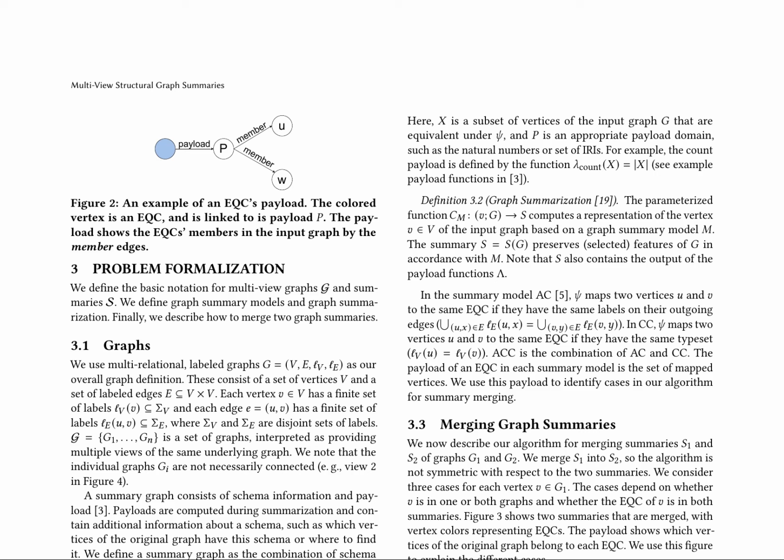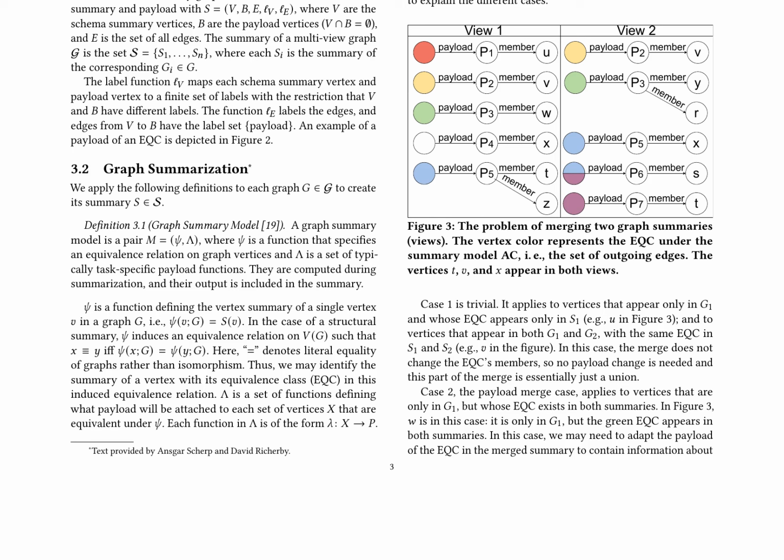A summary graph consists of schema information and payload, where the payload contains additional information about a schema, such as which vertices of the original graph have this schema or where to find it. A summary graph is defined as S = (V, B, E, L_V, L_E), where V are the schema summary vertices, B are the payload vertices, and E is the set of all edges. The summary of a multiview graph 𝒢 is the set 𝒮 = {S1, ..., Sn}, where each Si is the summary of the corresponding Gi ∈ 𝒢.